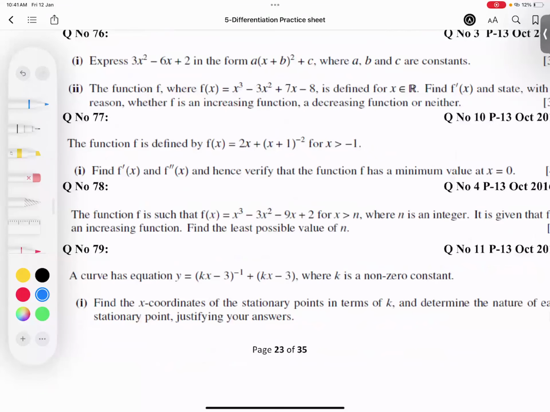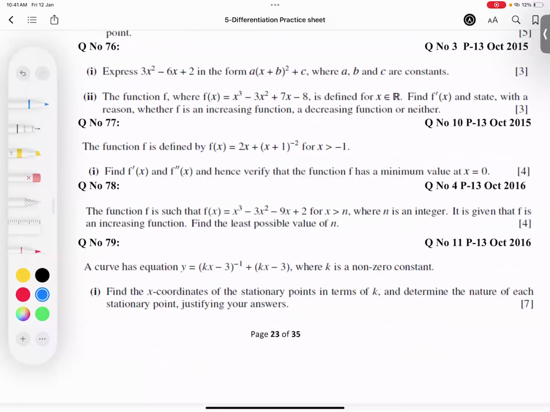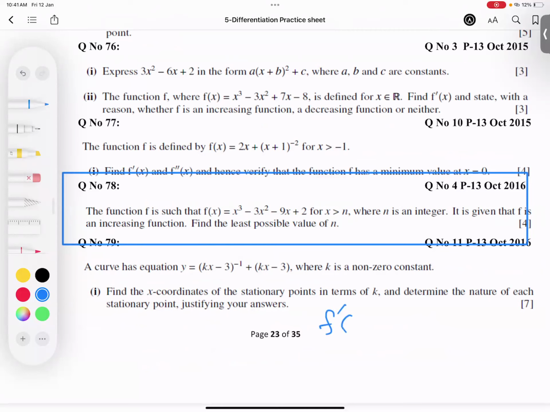Yes, students, now you can try this question. This is number 78. Try this question now. Once again, I tell you one thing: this may be a different kind of question. I just give a clue. What is the clue? First of all, differentiate. And I get 3x to power 2 minus 6x and minus 9. Now in this question, I tell you, completing square will not help.